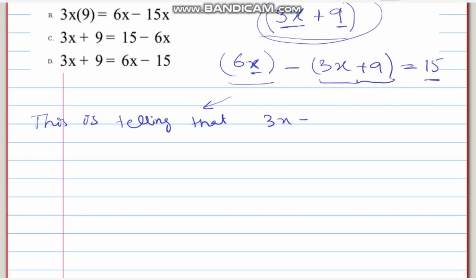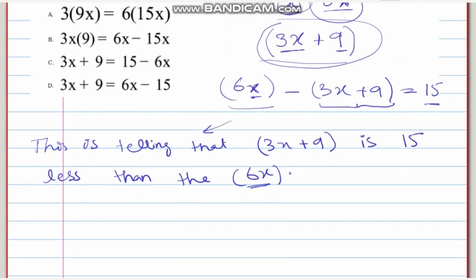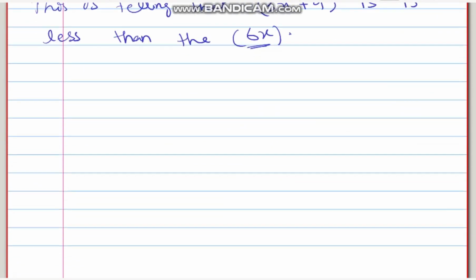This is telling that 3x plus 9 is the expression. You can say it is a number, but still it is not a number yet, it is just an expression because we don't know x. And this is telling that 3x plus 9 is 15 less than 6x. It's very easy. Now please just see the equation and compare it with the other equation.